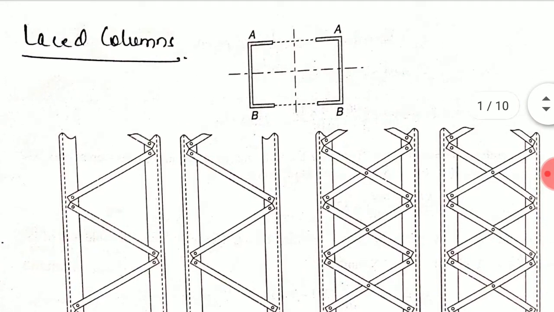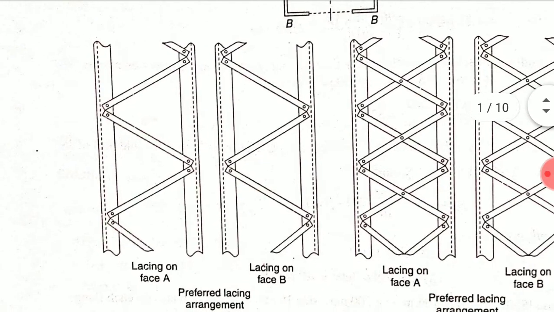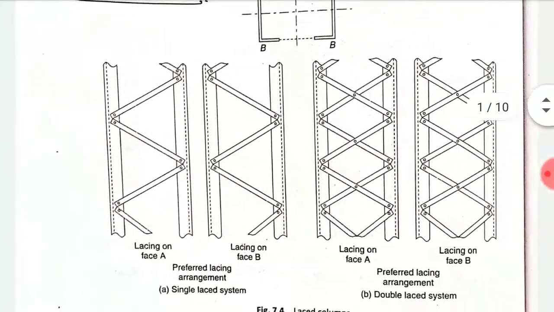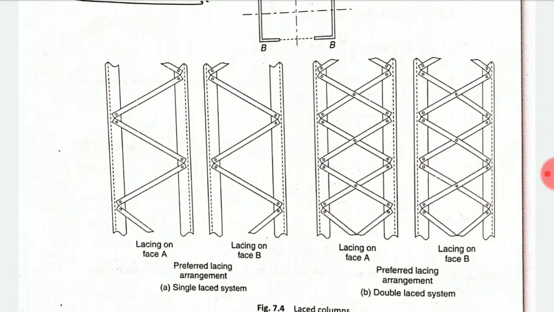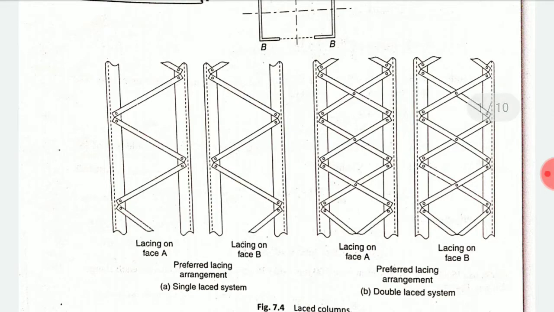Here two channel sections, A B on the left side and A B on the right side, are used as compression members. For those channel sections the lacing is provided here. On the left side it is a single laced system on face A, that is the front side, and face B on the back side. The second one is a double laced system, where we have two lacings on either side.